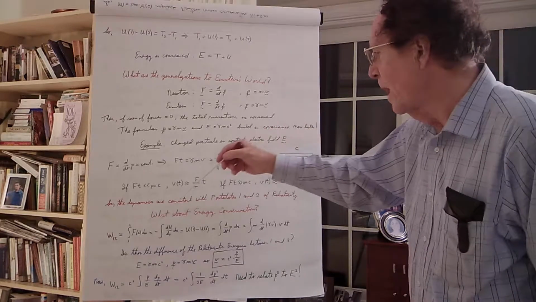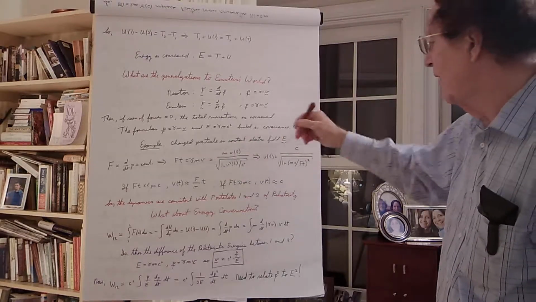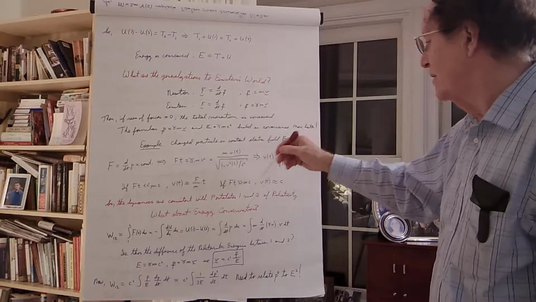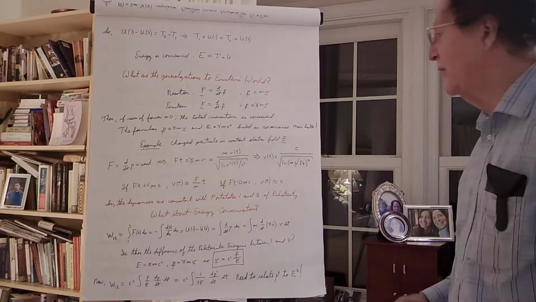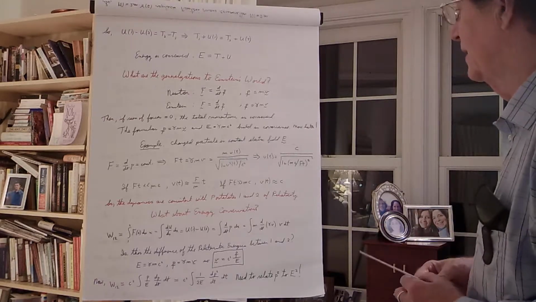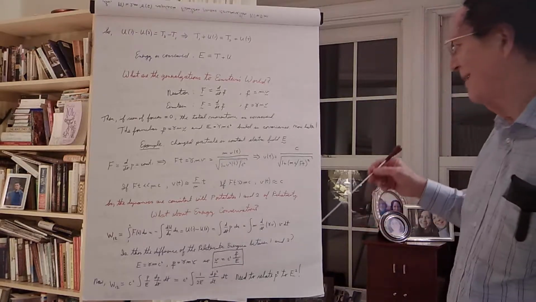So I hope, however, that whatever it is on the right-hand side, it will be the difference of the relativistic energies between 1 and 2, or something like that. Okay, that's what I'm hoping for, of course. So let's bias the discussion in that direction.